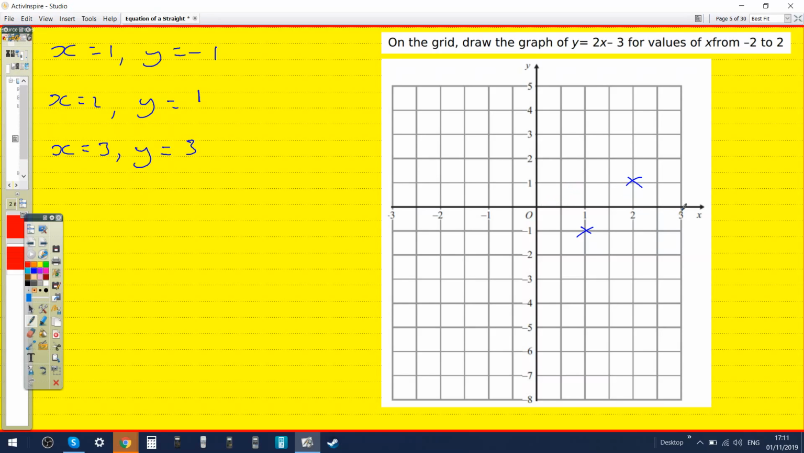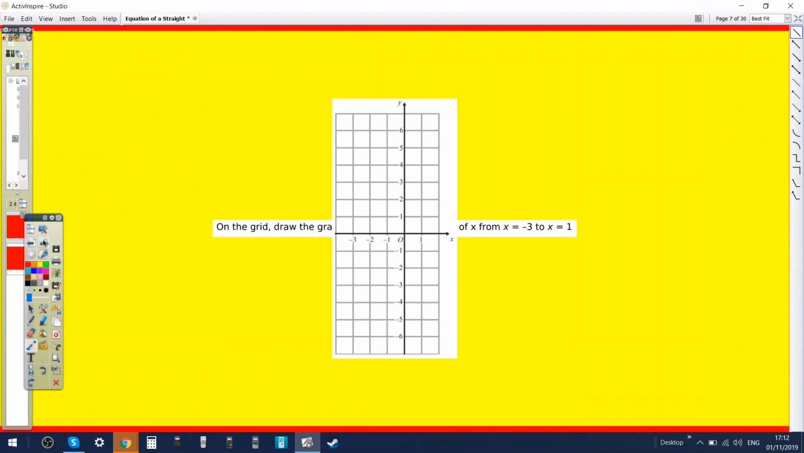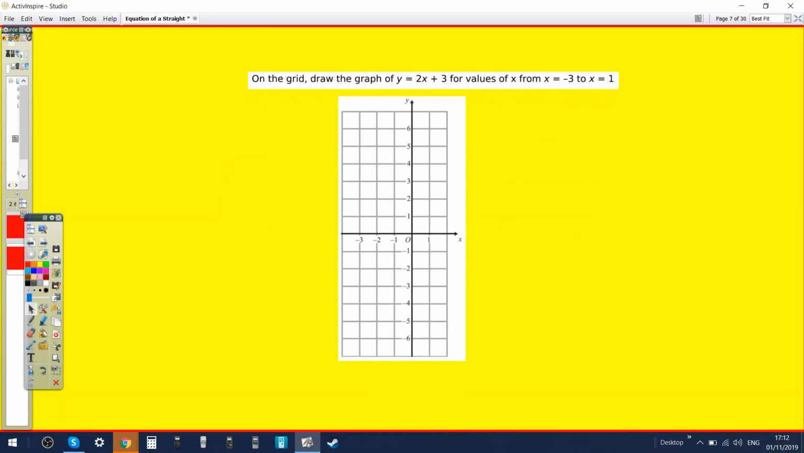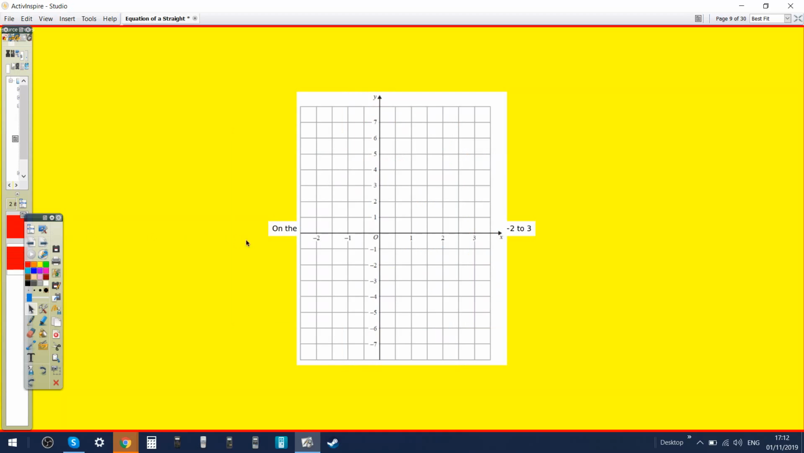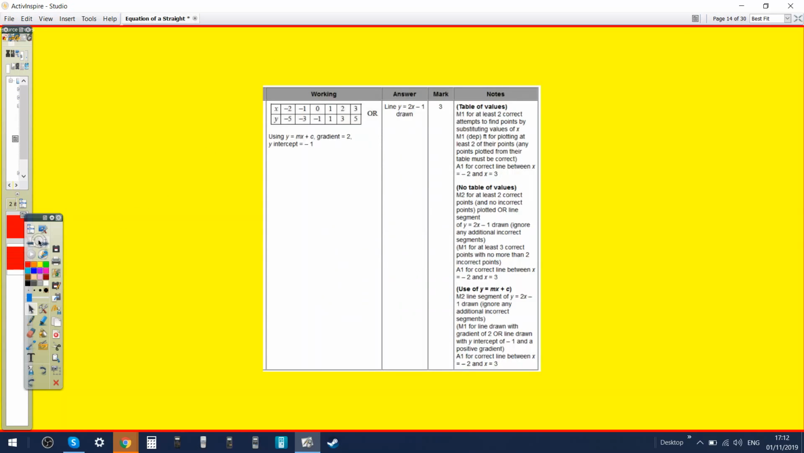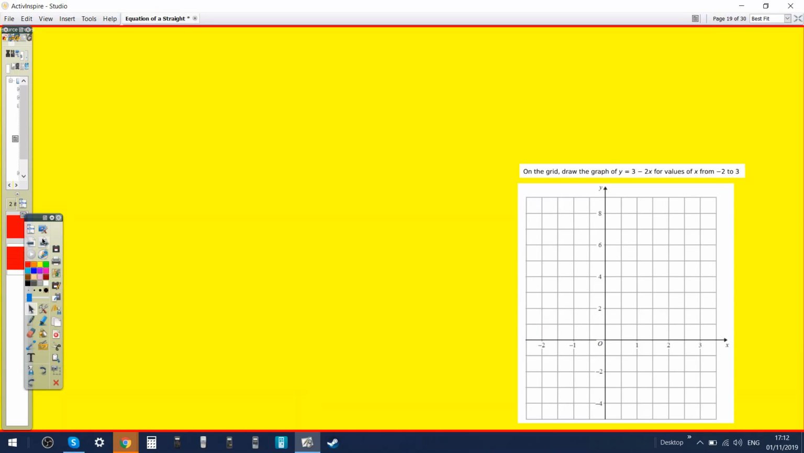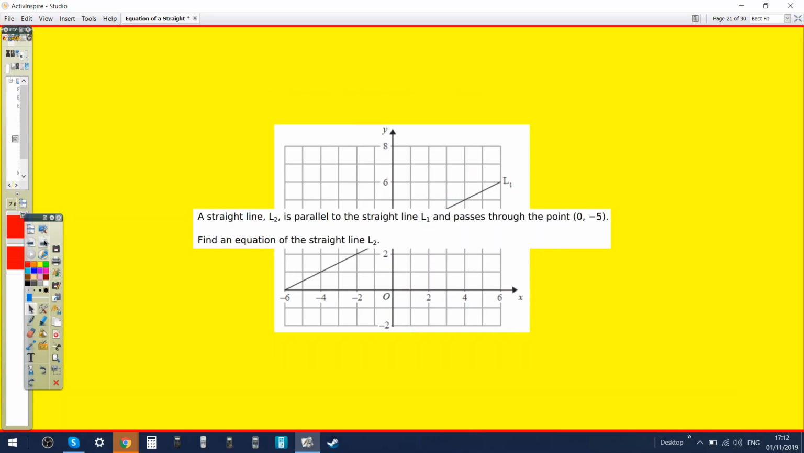Once you've plotted them, a line of best fit, or just a line joining them up? Yeah, just join them up. Yeah, that works fine. Okay, so that one is similar. Let's just say they're similar enough.